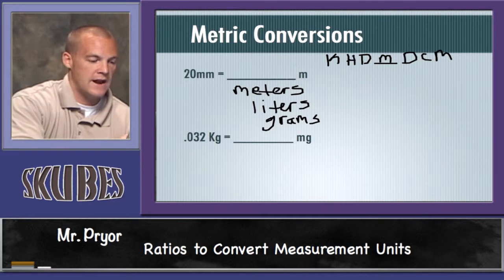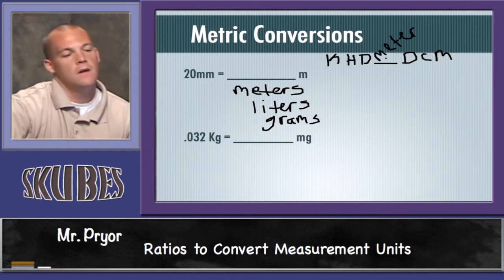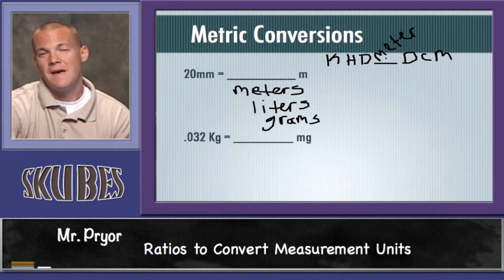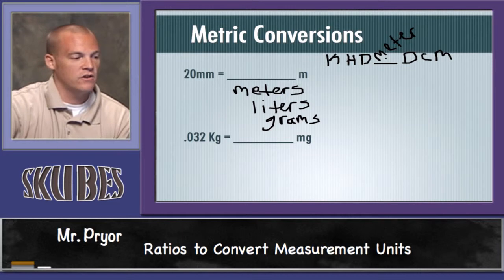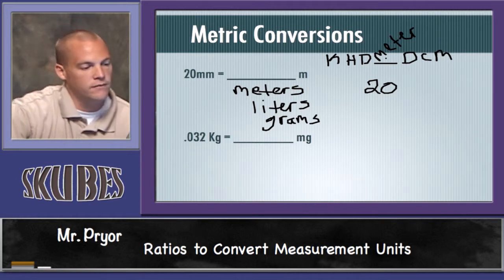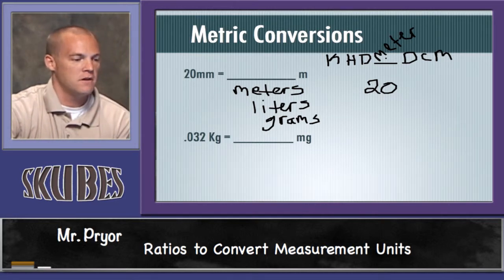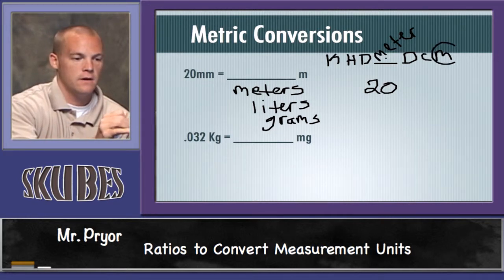So if you want to actually write out meter to remind yourself, you can do that as well. But that goes right there in the middle, and that becomes a decimal place as well, and that's why we leave it blank. So now what you're going to do, I'm going to write 20 underneath our little strategy up there of the letters, and we're starting at millimeters and we're moving to meters. So where are millimeters? Well, they're right here.